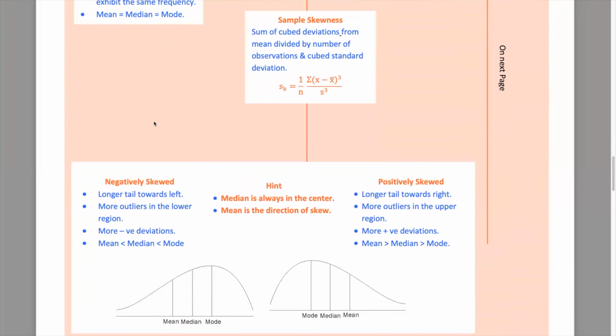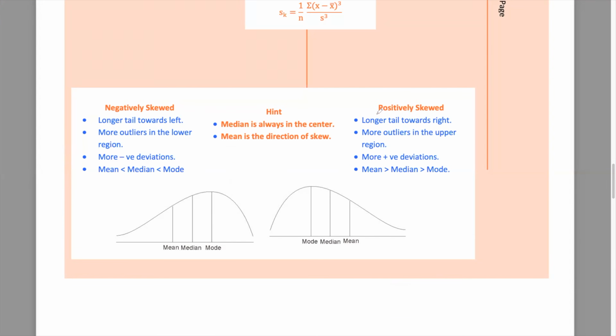Now, let's look at the positively skewed or right-skewed distribution. This distribution has a longer tail on the right side. This means there are more lower values and fewer higher values. In a positively skewed distribution, the mean is greater than the median, which is greater than the mode.